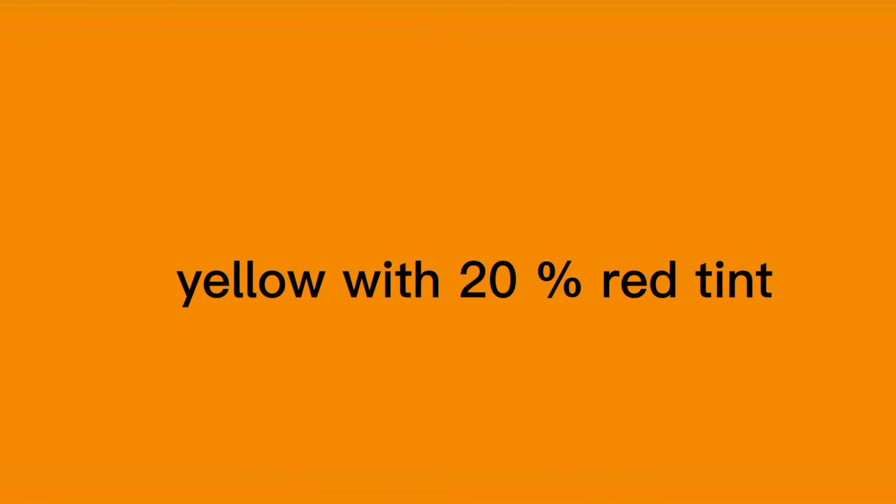Now, an example is NCS 1050-Y20R, which equals yellow with 20% red tint. So now the code already is telling you that this yellow color has a little bit of 20% tint. It is the most scientific, used in architectural and digital color control.